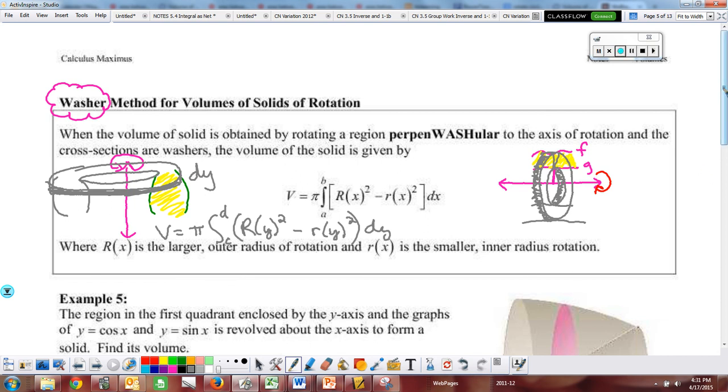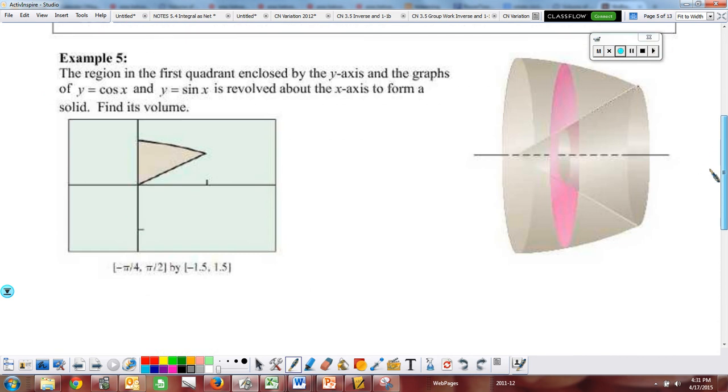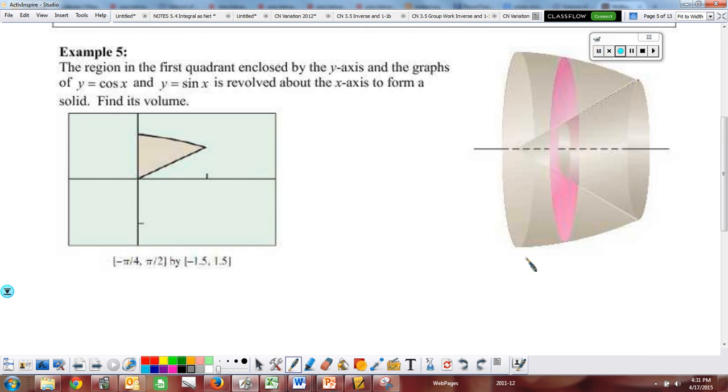Okay? So let's take a look at the washer method. We already have our figure, it's already drawn for us, that's very nice of them. We're in the first quadrant enclosed by the y-axis, cosine, and sine. And hopefully you know that this one's the cosine and this one is the sine of x. And we are spinning it around the x-axis.